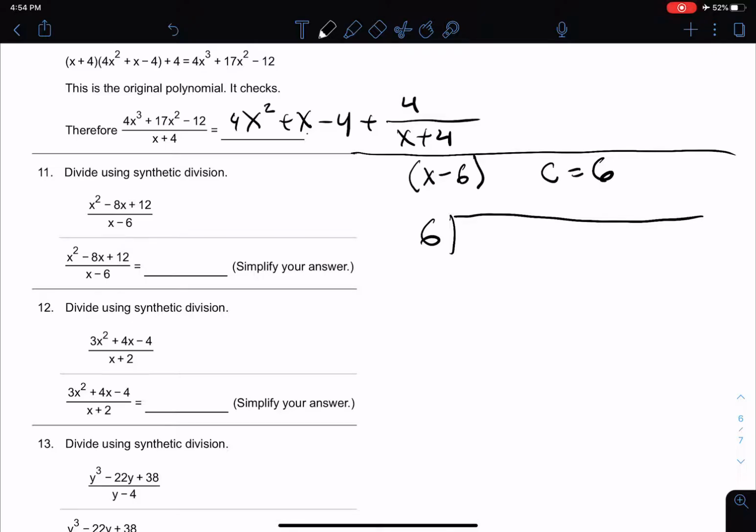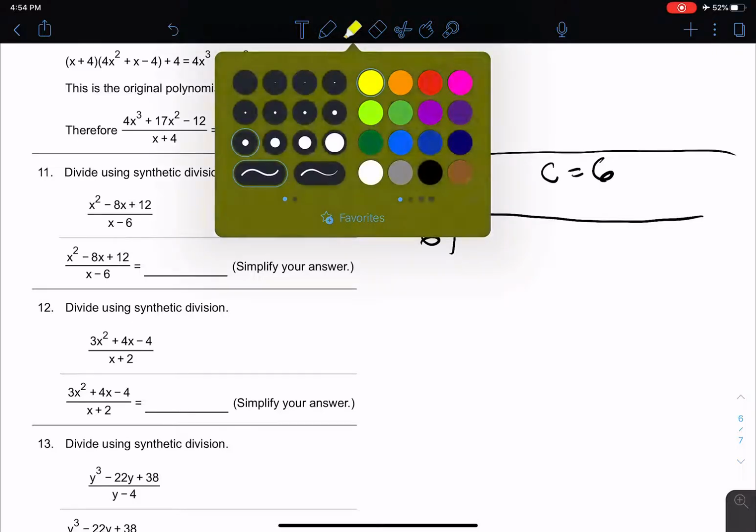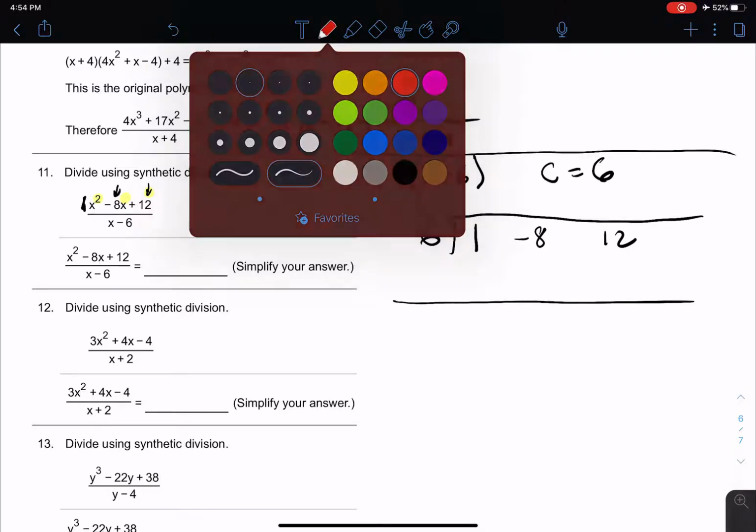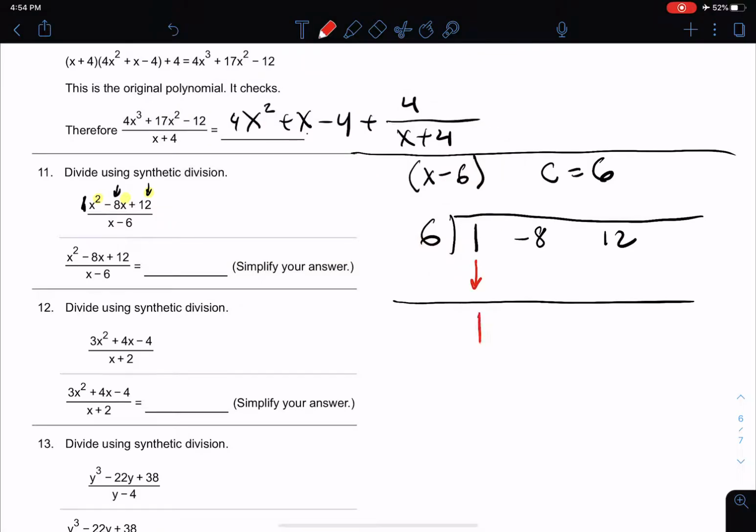Once again, make sure that our descending power is there. 2, 1, constant, we're good there. Okay, so instead of writing down an x squared, write down its coefficient. What is its coefficient? 1. What is the coefficient in front of the x? Negative 8. And what is the last constant term? 12. Now remember, the first one always goes down. The first term always gets dropped down, and it's a 1.